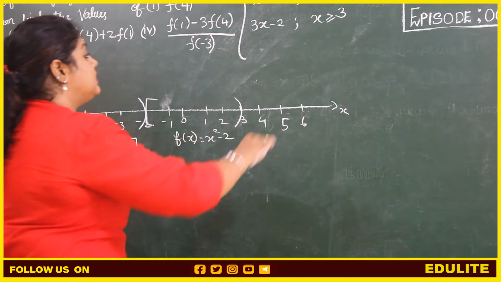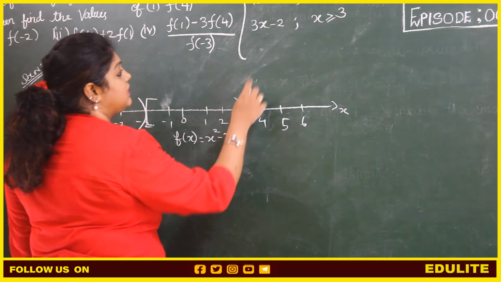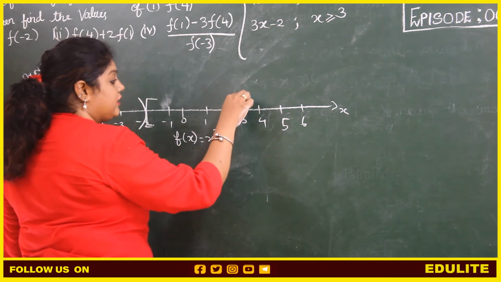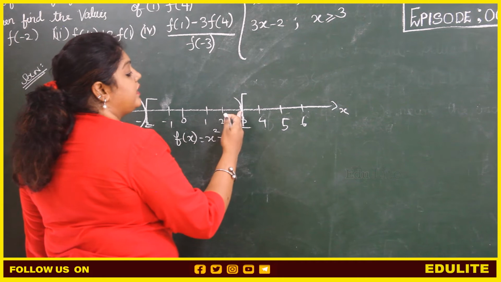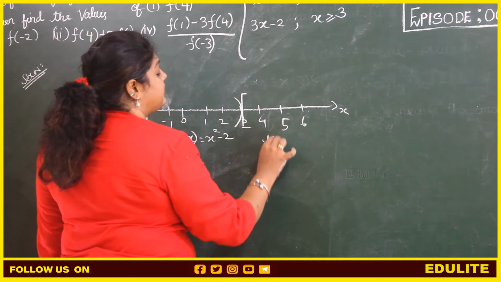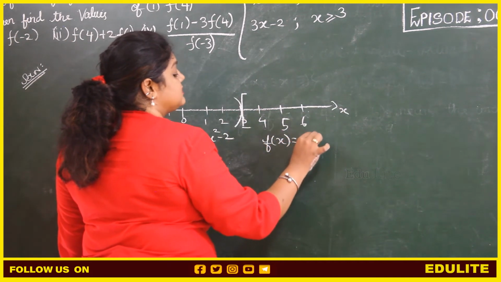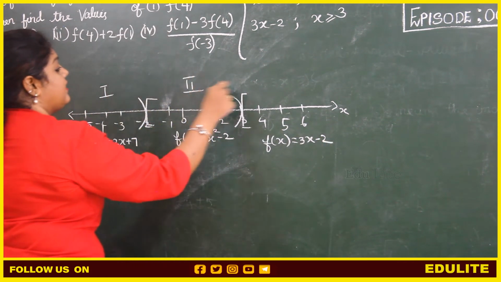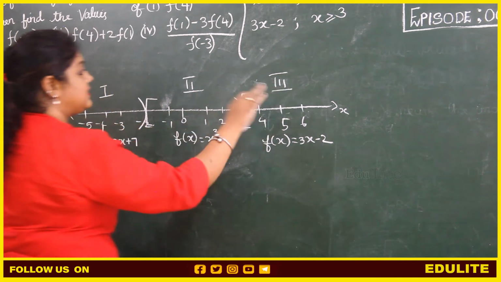And the third one is x value is greater than or equal to 3. Greater than or equal to 3 means the 3 is also included, therefore I am using closed brackets. When it is greater than or equal to 3, f of x is given as 3x minus 2. Let us divide this into first interval, second interval and third interval. We will represent it as such.